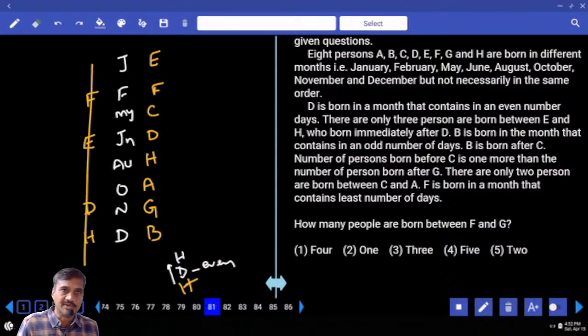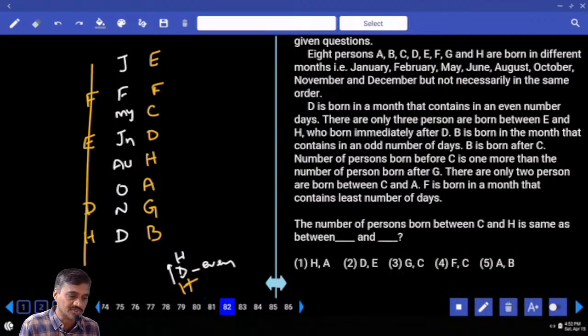And how many people in between F and G? There are only 4 people. 4, that is choice 1, question number 81. And 82, the number of persons between C and H. Number of persons between C and H, there is 1. Same as H and A 0.